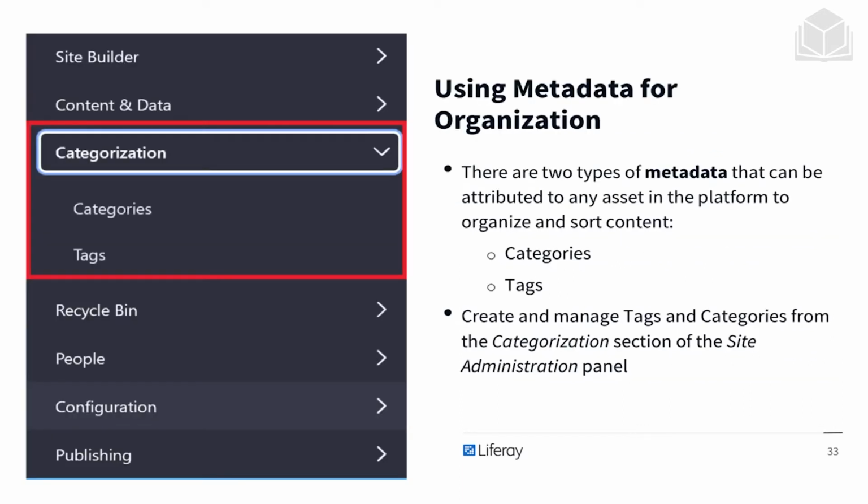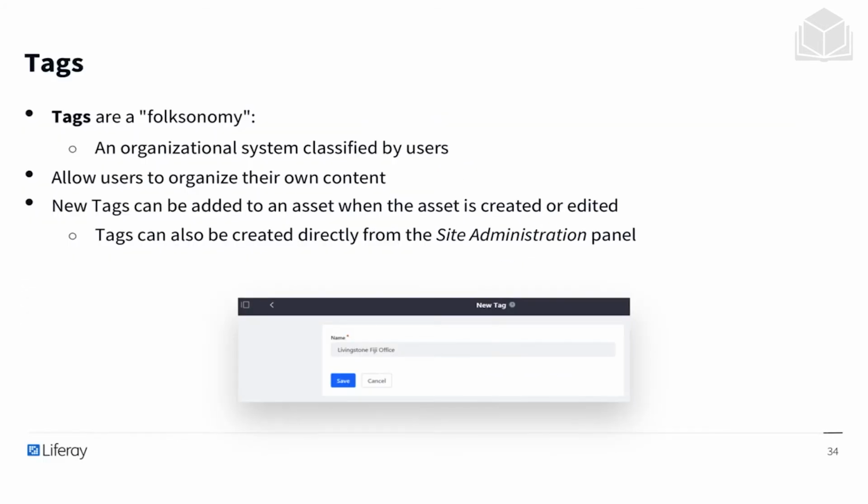The two types of metadata that can be attributed to libraries assets are categories and tags. Both categories and tags can help organize and support content on the platform. Tags and categories can be created and managed from the categorization section of the site administration panel. Let's dive deeper into tags.